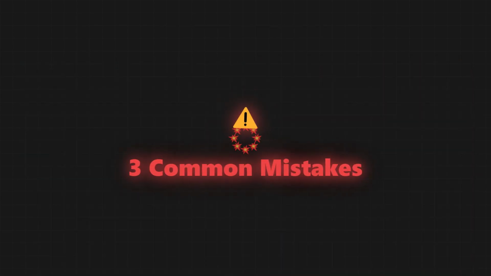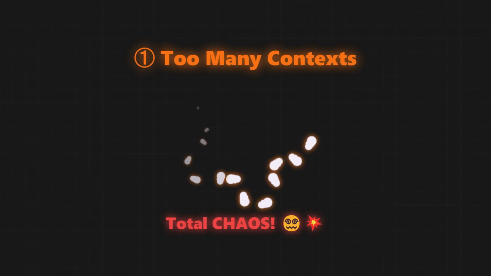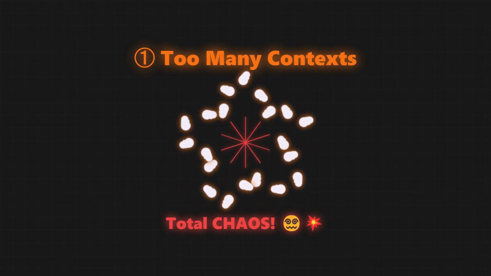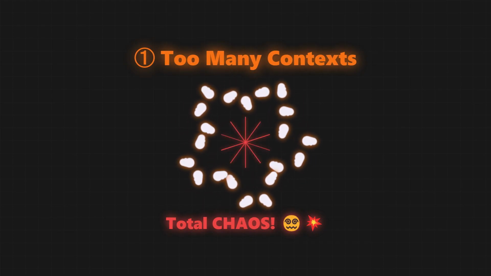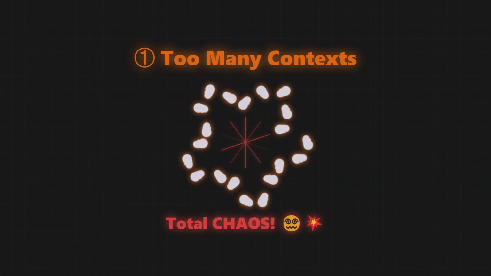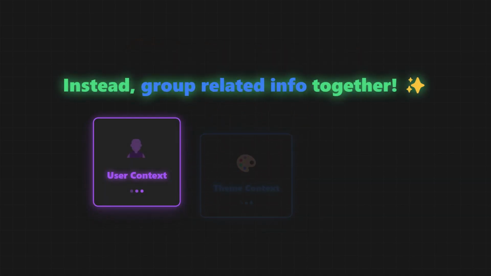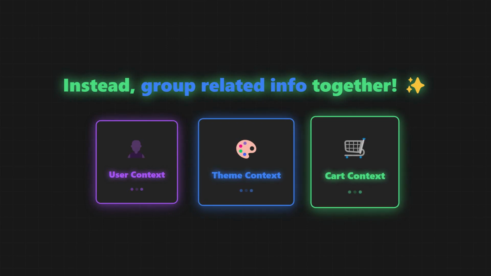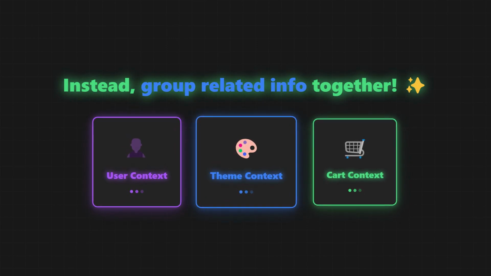Now let me warn you about 3 mistakes everyone makes. First mistake, making too many contexts. People get excited and create a context for everything. Before you know it, you've got 15 contexts and total chaos. Instead, group related information together. Username, email, and picture. One context.